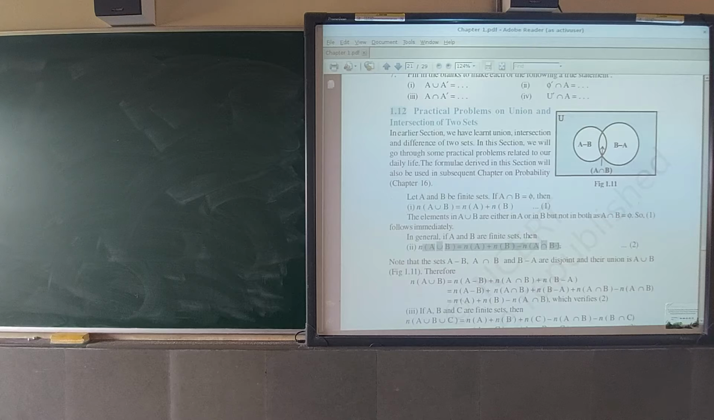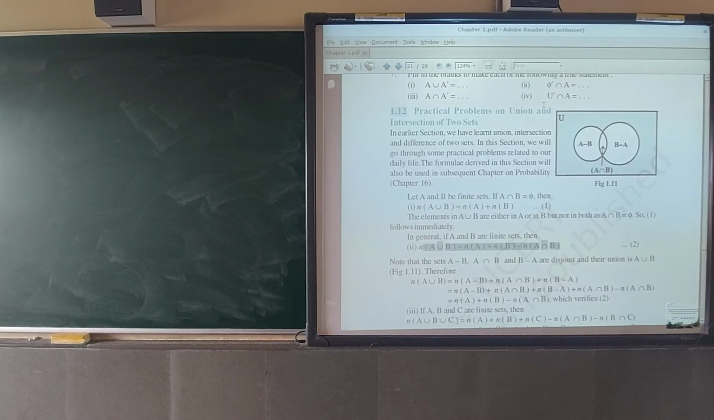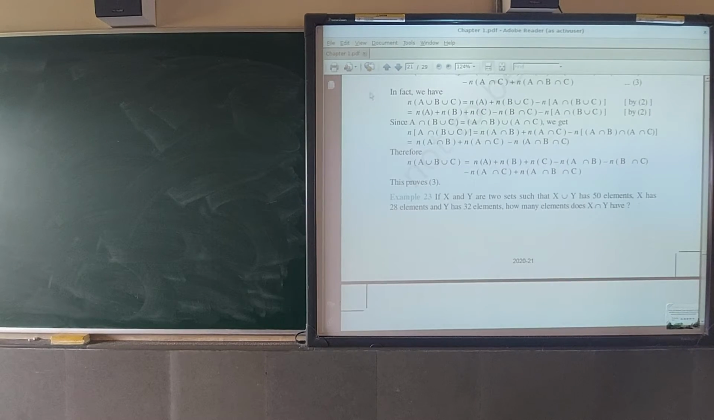Now after that, this will be the formula for three sets: n(A union B union C) equals n(A) plus n(B) plus n(C) minus n(A intersection B) minus n(B intersection C) minus n(A intersection C) plus n(A intersection B intersection C).